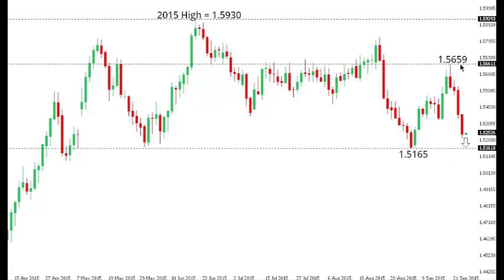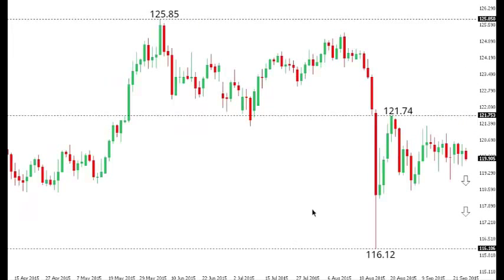At this point, we'd need to see a break all the way back above that 156.59 high to take the pressure off the downside.